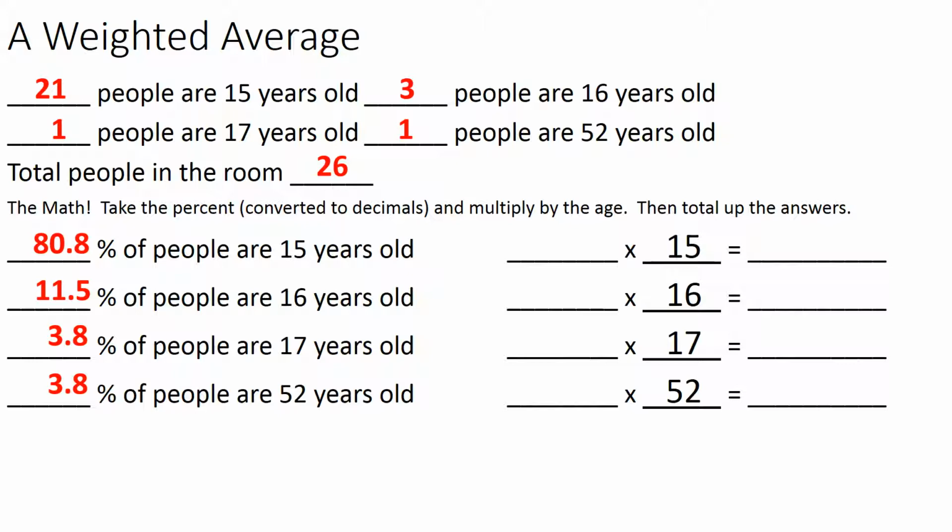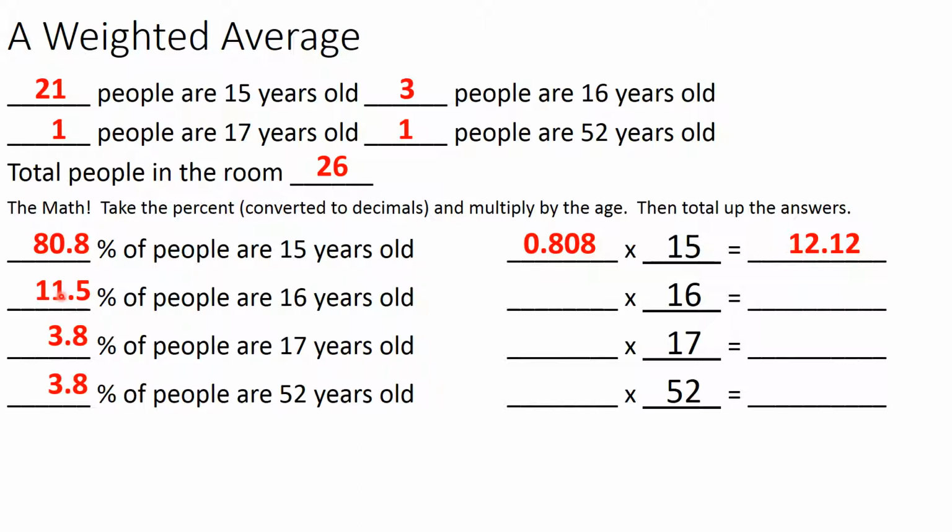But in order to do a calculation, we need the decimal number. So we need to take the decimal point and move it over two places to the left. That's how we convert a percent into a decimal number. So when we take this decimal point and we move it two places to the left, we end up with 0.808 because we've moved the decimal point two places to the left. For that, we then multiply by 15 years old and we end up with 12.12.